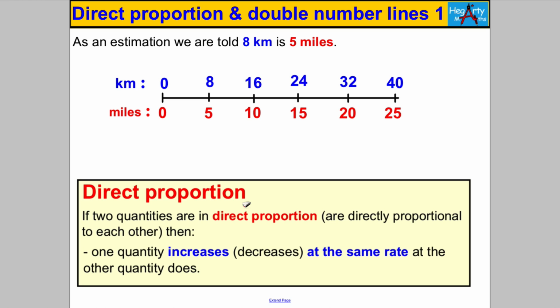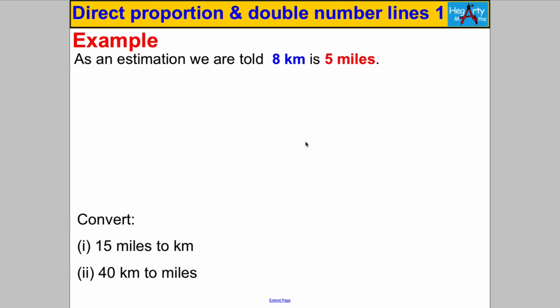So let's get straight into some problems, and let's start in particular with this one here. We are told as an estimation 8 kilometers is 5 miles. We're asked to convert 15 miles to kilometers and 40 kilometers to miles. To start with, we are going to draw this double number line picture because it's going to help us understand things. Over time, you may not need it. When you're doing it, you just need to do a rough line here. You always start at 0, 0 and label it. Let's put kilometers on top and miles on the bottom like that.